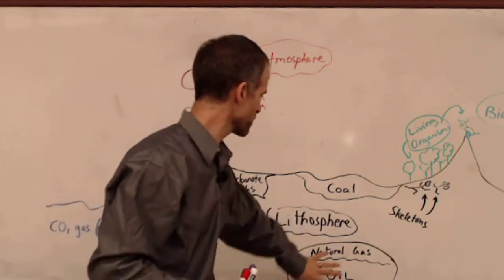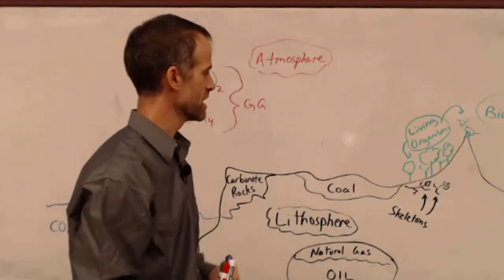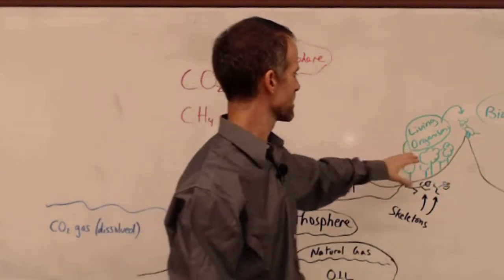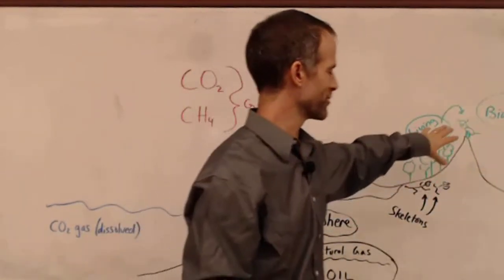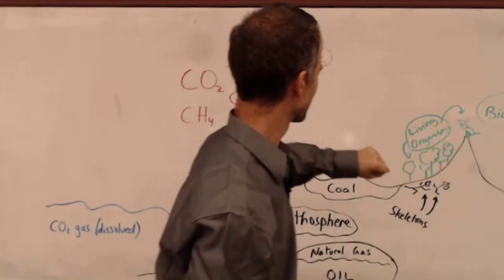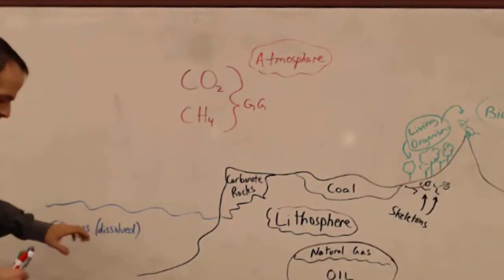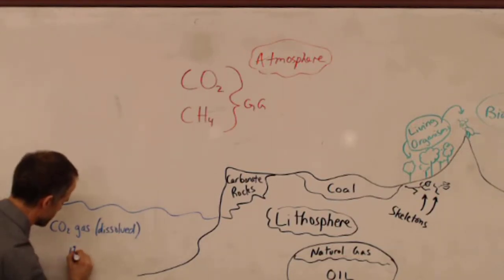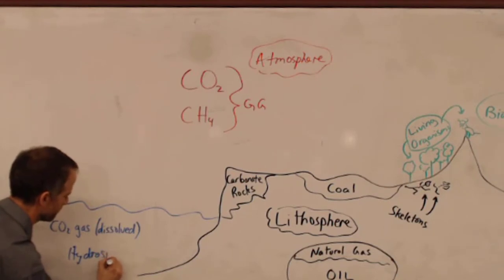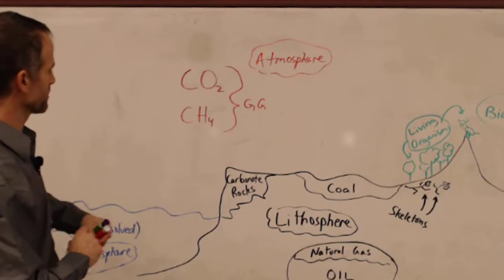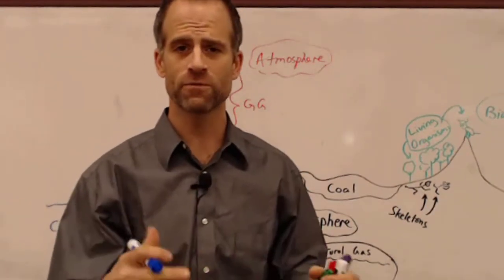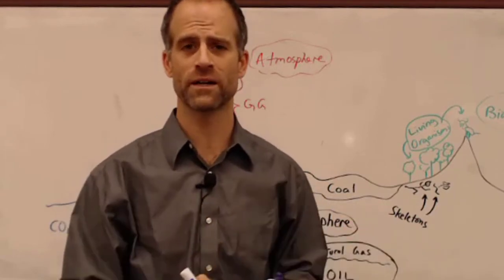In the lithosphere, you have fossil fuels, skeletons, and rocks. In the biosphere, you have trees, plants, animals. Yeah, I know my drawing is not the greatest, but in the hydrosphere, you have dissolved carbon dioxide. And in the atmosphere, you have carbon dioxide and methane. How do these different forms of carbon go from one to the other?